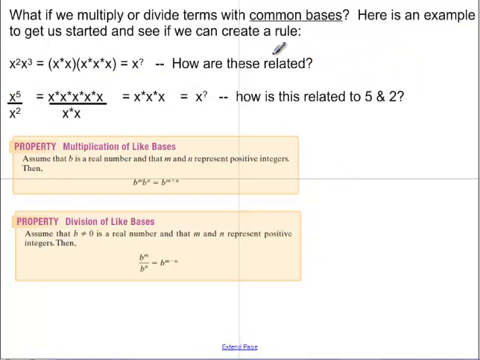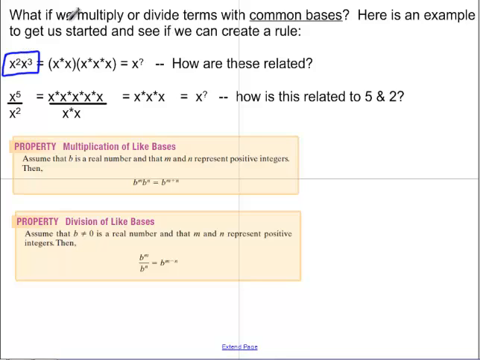Now we're going to talk about multiplying and dividing terms with common bases. Let's take a look at an example. I like to use the example of x squared times x cubed, because 2 and 3 are different. 2 times 3 is going to give us 6, and 2 plus 3 is going to give us 5. That's going to be really important to remember, kind of a rule that we have.